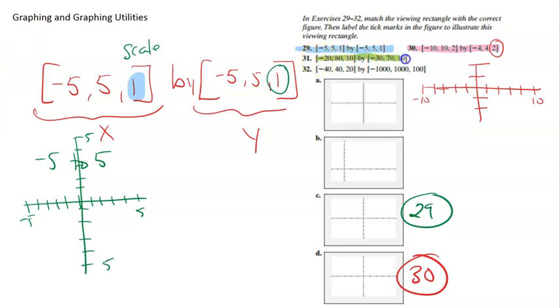Okay, number 31. Now, wow, look at that scale. It's by 10 on both of them. So the scale is 10. That means every time we draw a mark, it's 10. So we go -20, but by 10. So that's -10, -20. And we go to 80 to the right. So 10, 20, 30, 40, 50, 60, 70, 80.